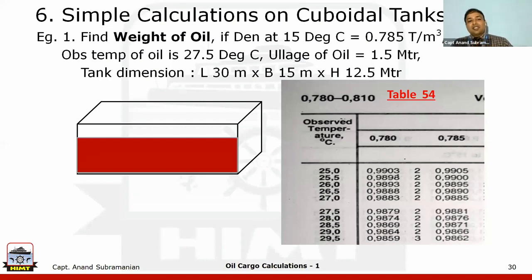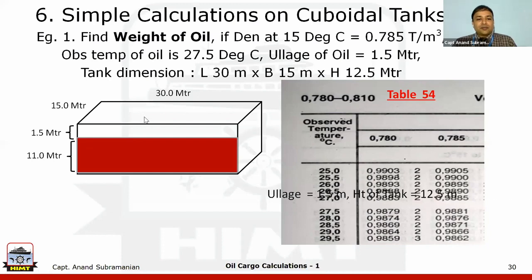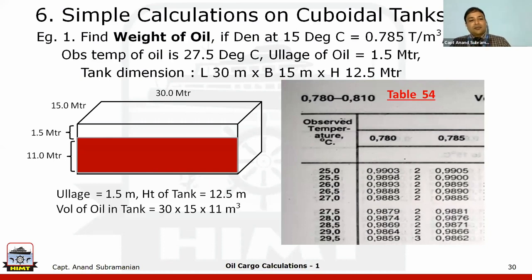Anybody got the first step, that is the volume of the oil? Yes, sir. 4891.095. Okay, these figures are correct. We got height is 12.5, the ullage is subtracted, that means the height of the oil is 11. So volume of the oil is 11 into 15 into 30. 4950? Yes. 4950 cubic. The volume is very simple.